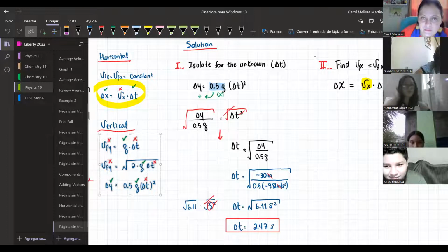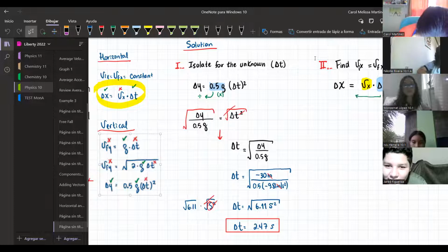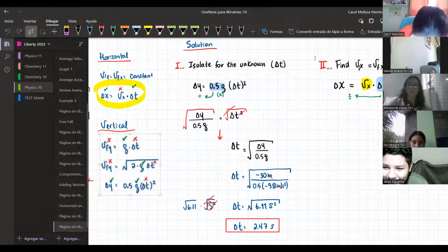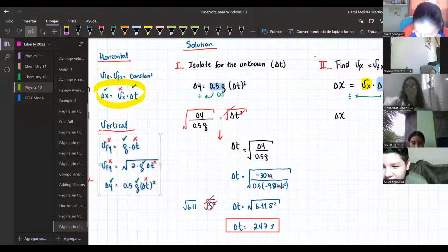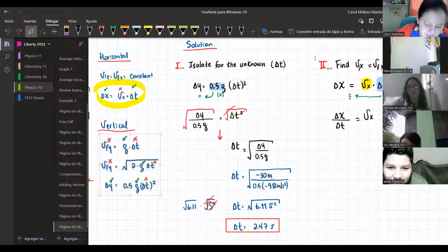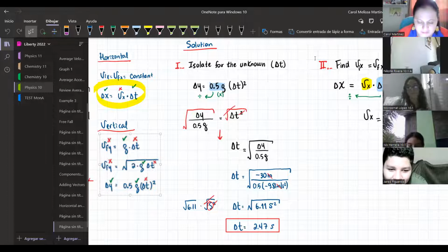So delta t is multiplying vx. When you isolate, you will send it to the other side of the equation to perform a division. So now you will have delta x divided by delta t equals vx. Or you can just rewrite the expression as vx equals delta x over t.